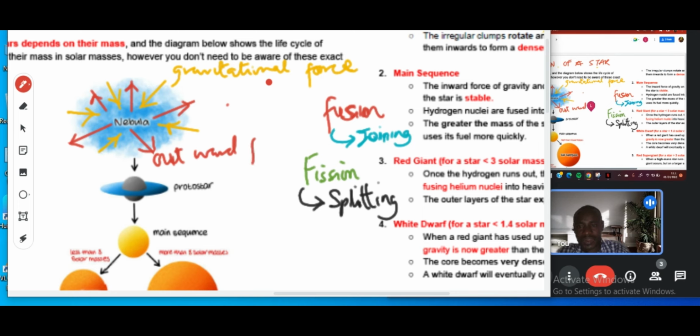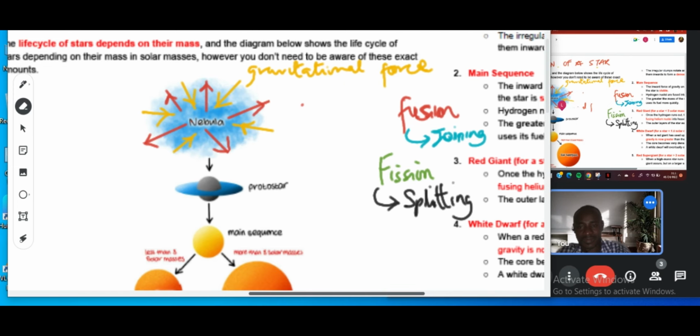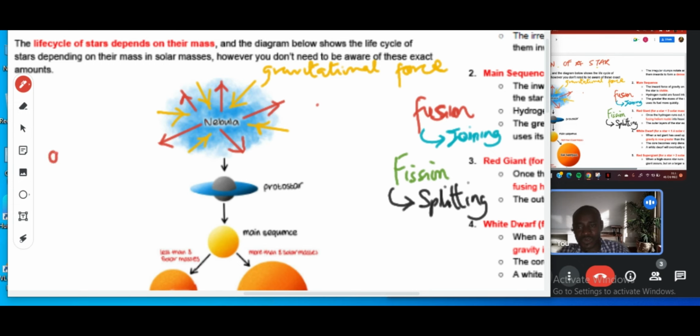Outward force, where can I write it? I think it's better to write it here where I have enough space. Outward force produced by friction.